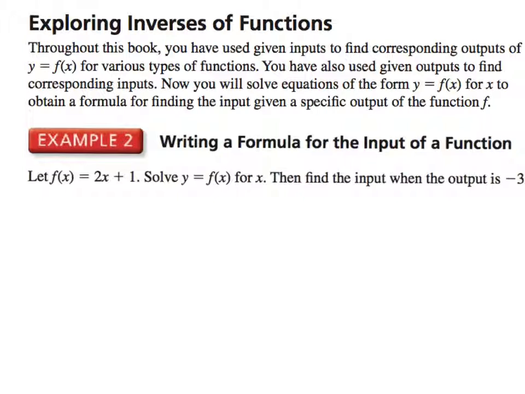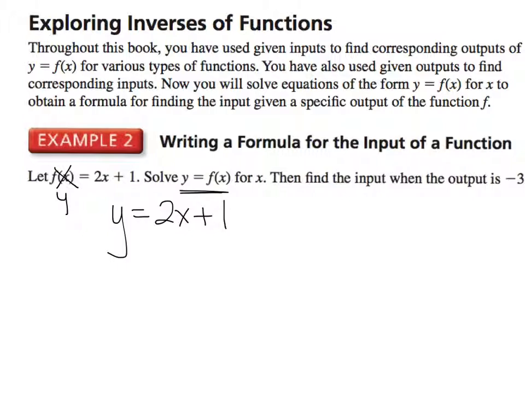So let's go to example 2. Here's how you're going to do this. You're going to let f of x equal 2x plus 1. We want to solve this for x. Then find the input when the output is -3. So what does this mean right here? Solve y equals f of x for x. That means what you're going to do is just plug in y. So I'm going to take the f of x out, plug in the y. So all I do is take y equals 2x plus 1. And now all you do is solve this equation for x.